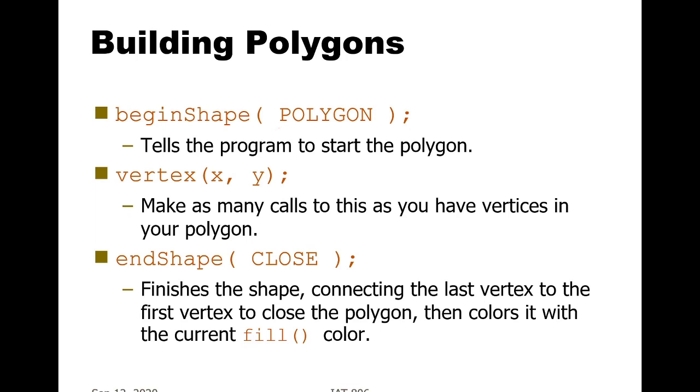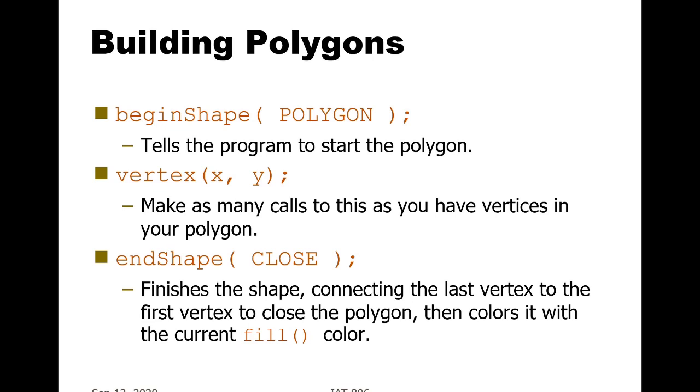After beginShape, the next lines of code specify the x and y locations of each of the vertices of the polygon. You can make as many calls to vertex as you like, although I think there's probably an upper limit of some power of 2, like 512 or 1024. But practically you can do as many as you want, and most people don't want to do more than, say, 10 or 12.